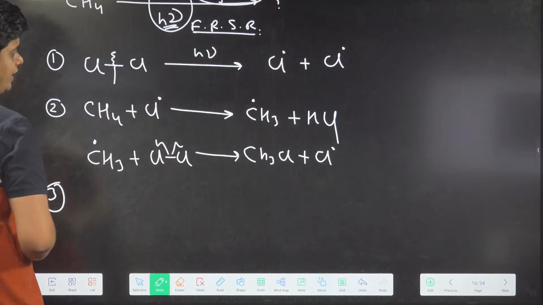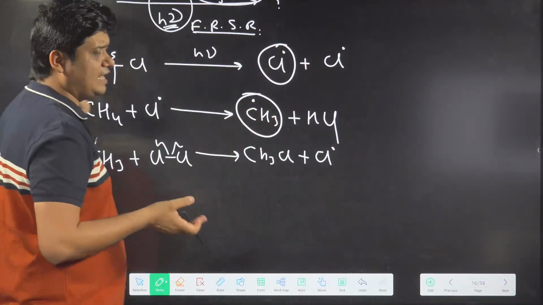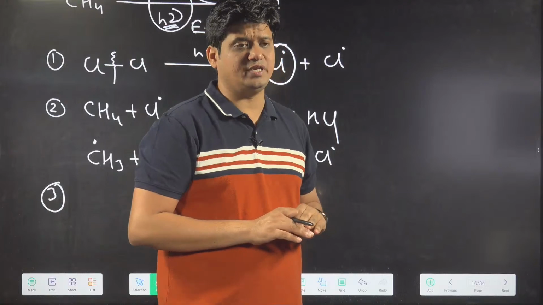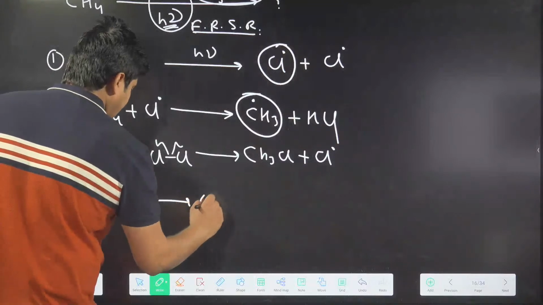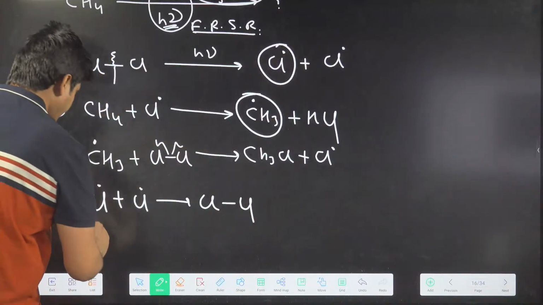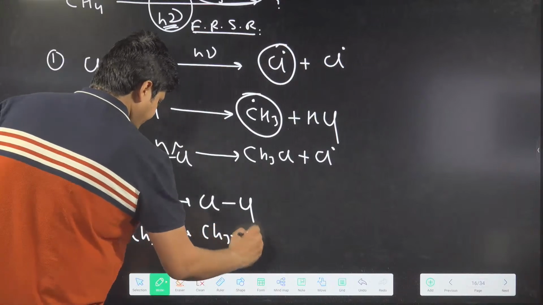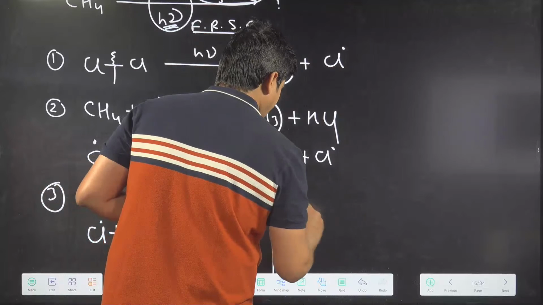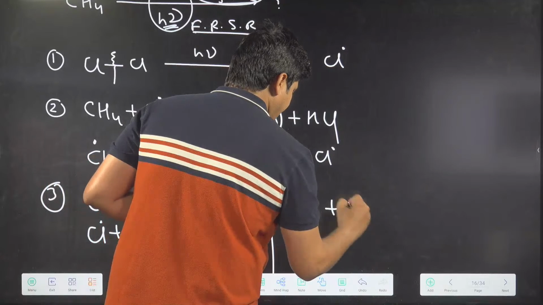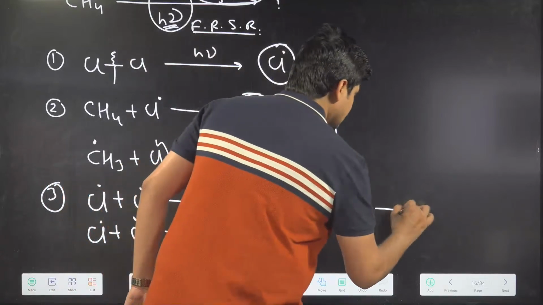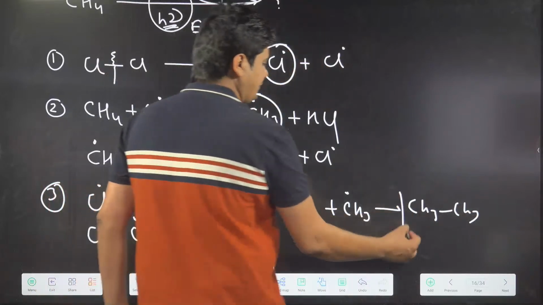Third process. What is formed there? Cl radical and CH3 radical are formed. So what will happen? Radicals are going to couple. This is termination. For example, Cl radical combined with Cl radical. What will happen? This is formed. Cl radical combined with CH3 radical. This is formed. And one more, the most important one, CH3 radical combined with CH3 radical. What will happen? CH3CH3 is formed. Okay or not? And this is a byproduct of this reaction.